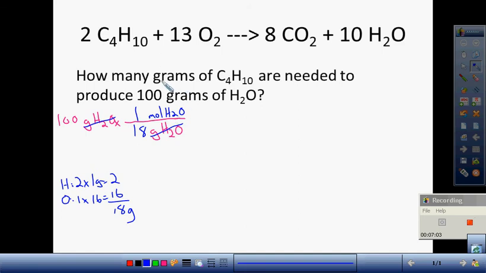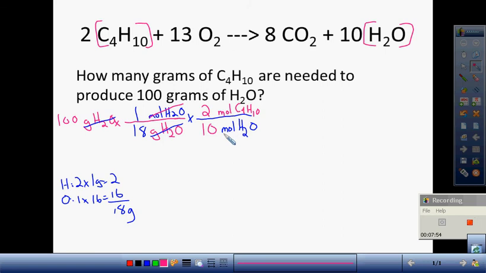Am I done? Well, I'm looking for grams of C4H10. So I'm not done. So I'm going to take my units up here and put them down here. Alright, so I'm in water, but I want to get to C4H10. So this is the time to go from one chemical to another. And to do that, I use my mole to mole ratio. Now I have 2 moles in my fraction, so I'm not going to use my 1. Instead, I'm going to look for my C4H10. It's up here, and I have 2 of those. And I look for my H2O, and I have 10 of those.